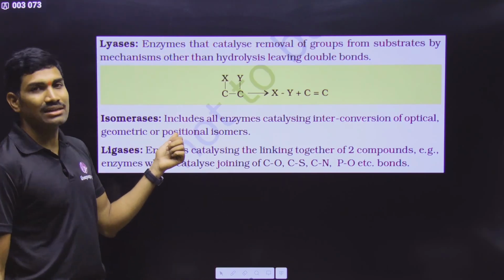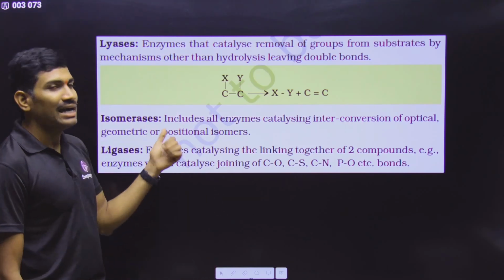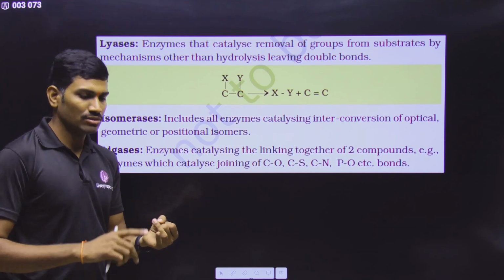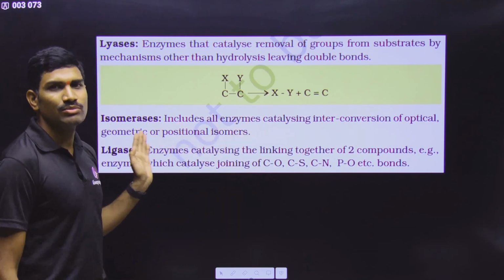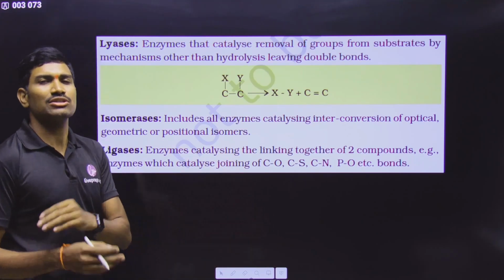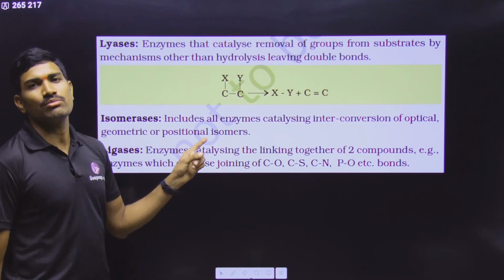And the next one is regarding the fifth class. Class number 5 is isomerases. Different isomers in the chemistry you will study about: positional isomers, geometrical isomers, likewise many isomers we are studying. Any of these, so from one form to other form, if it is converted, all of them will come under isomerases.